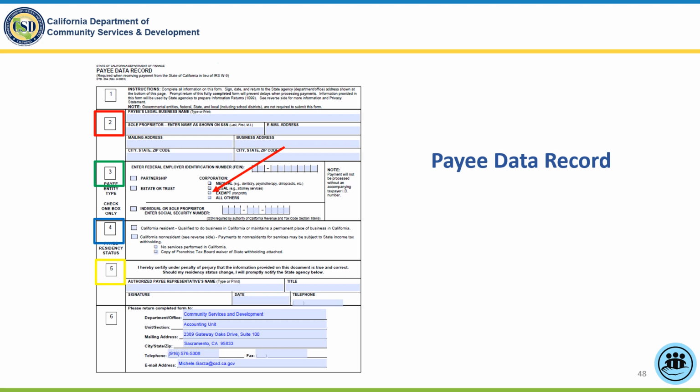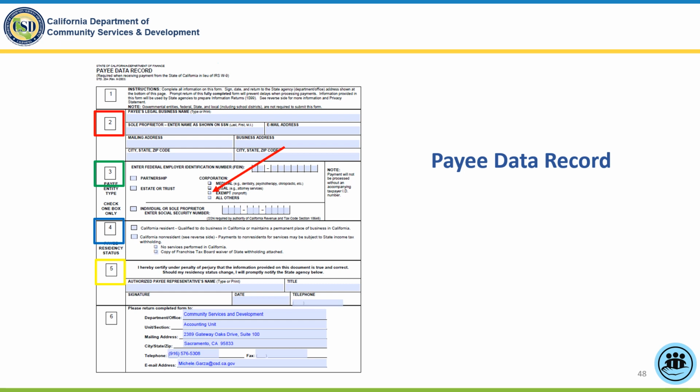Second, as indicated in the box outlined in green at the top under 3, enter your organization's federal employer identification number and check the box that corresponds to your business type. Everyone applying for this grant should be exempt. The red arrow indicates where you will note that your organization is a tax-exempt nonprofit entity. Third, as indicated in the box outlined in blue at the top under 4, check that your organization has a permanent place of business in California or is qualified through the Secretary of State to do business in California.